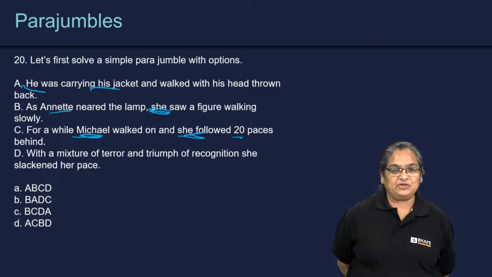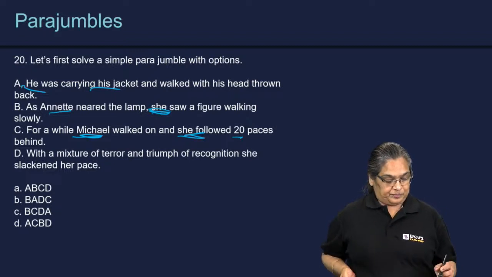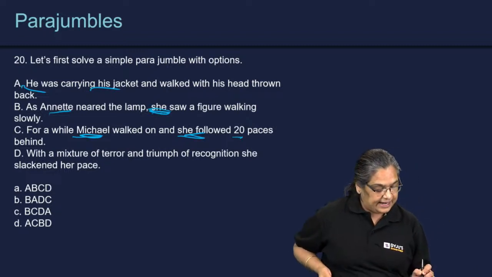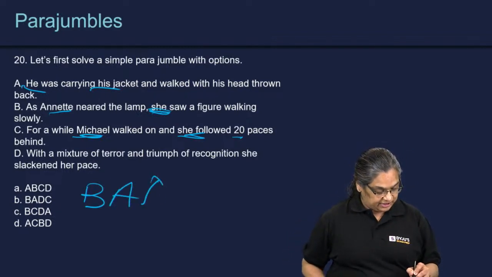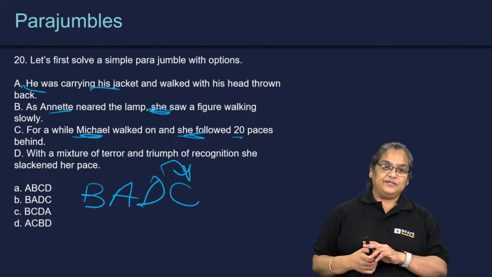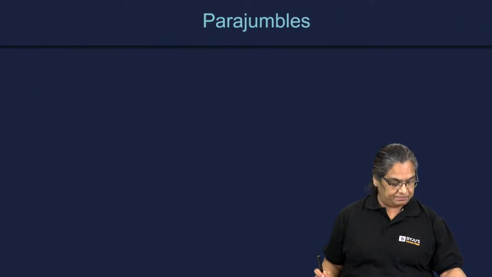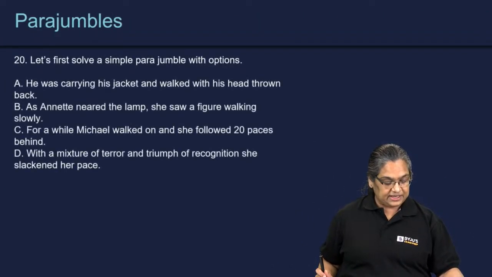That's fast, Sachin. Good. Let me wait for a few more responses. Yeah. So, as Annette neared the lamp, she saw a figure. The figure, he was carrying a jacket. Then she recognized him. And then who is he? He is this Michael guy. B, A, D, C, option B. Excellent.